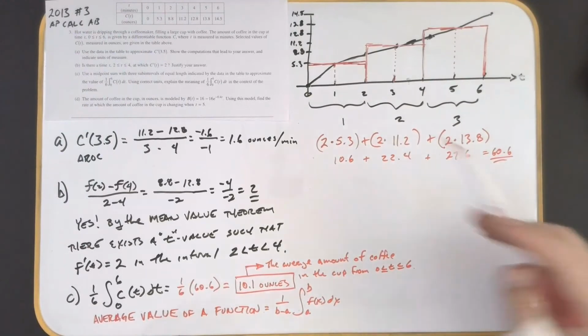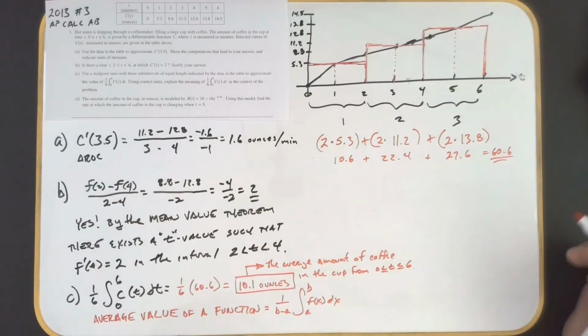10.5 0.1, it's right in the middle there. I guess that seems reasonable, but that would be the average amount. Okay, let's move on. Part D.